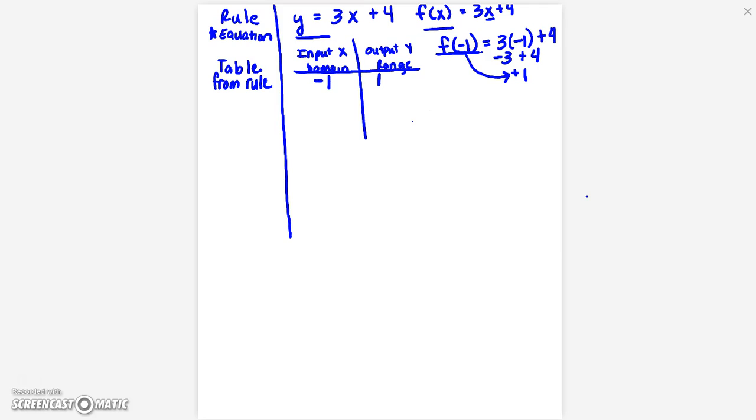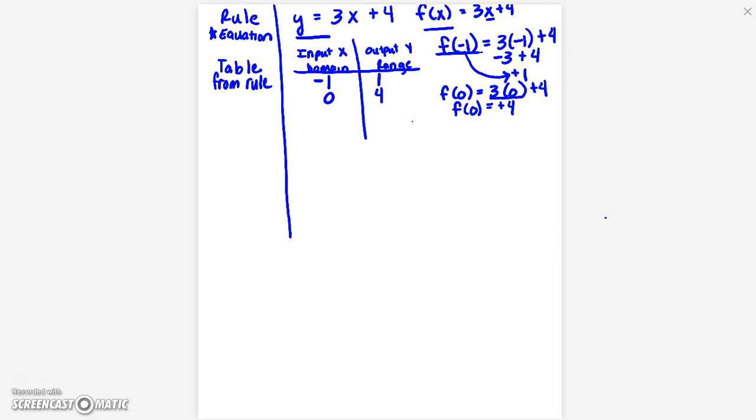Okay, so let's do it for 0. If I input 0, that means wherever there was an x, instead I'm going to substitute in 0. So 3 times 0 is just 0, plus 4 is +4. So if I input 0, that's what f of 0 means, my output is just +4.